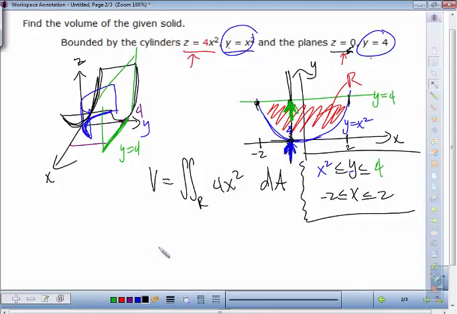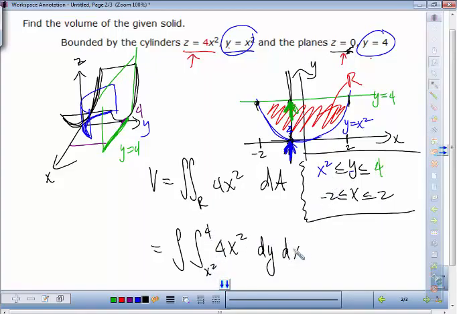So now we have a setup. Our inner integral, 4x squared is our integrand. We're going to integrate with respect to y first from x squared to 4. And your outer limits with respect to x, outer limits are always constants, negative 2 to 2. Okay?